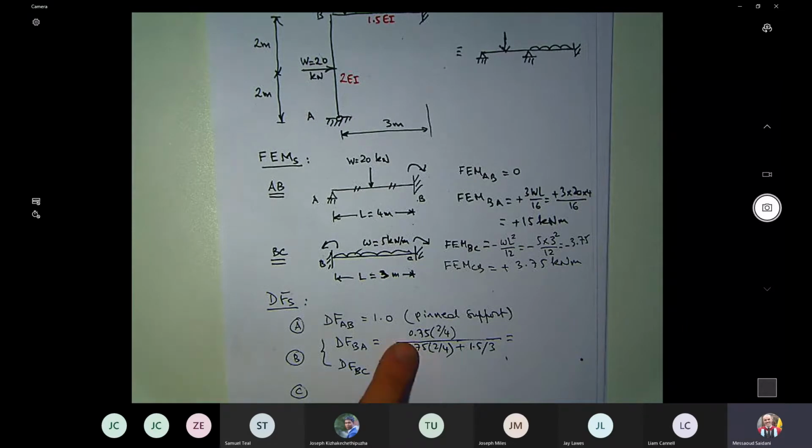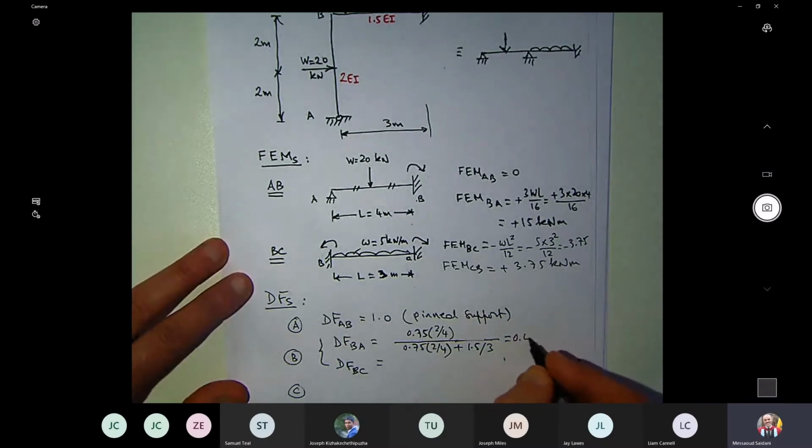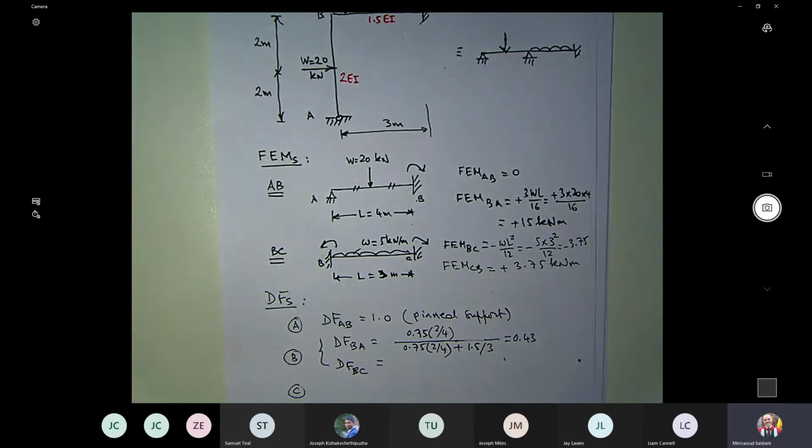So you need to multiply the stiffness of AB by 0.75. Can you check the answers for me, please? I got 0.43. Yes? Okay, thank you.